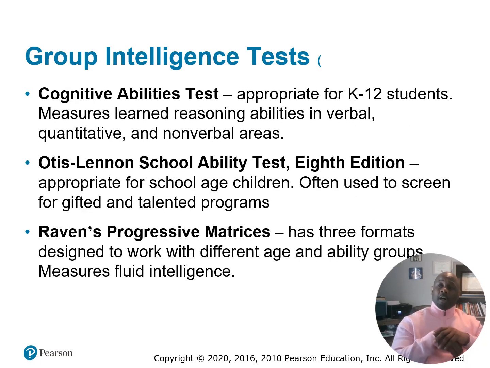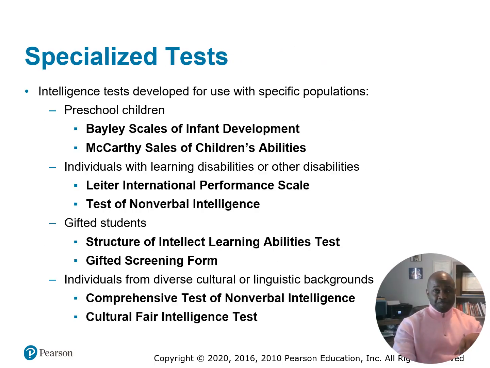So we also have the Cognitive Abilities Test, appropriate for K to 12, which measures learning and reasoning abilities in verbal, quantitative, and nonverbal areas. You have the Otis-Lennon School Ability Test, which is appropriate for school-age children, often used to screen for gifted and talented programs. You have Raven's Progressive Matrices, which has 3 formats designed to work with different ages and ability groups to measure fluid intelligence.